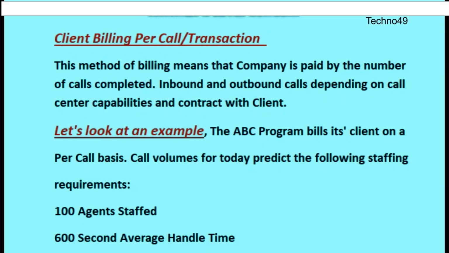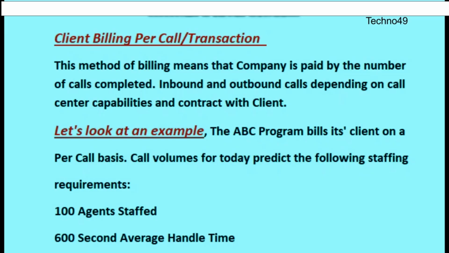In today's video, we'll talk about client billing per call, per transaction. Per call is for the inbound and outbound call center, and the transaction can be meant for the email or the chat process. So this method of billing means that a company is paid by the number of calls completed, inbound and outbound calls, depending on call center capabilities and the contract with the client. It completely depends on how many calls a call center is taking on a daily basis or monthly wise. So that can be billed to the client.